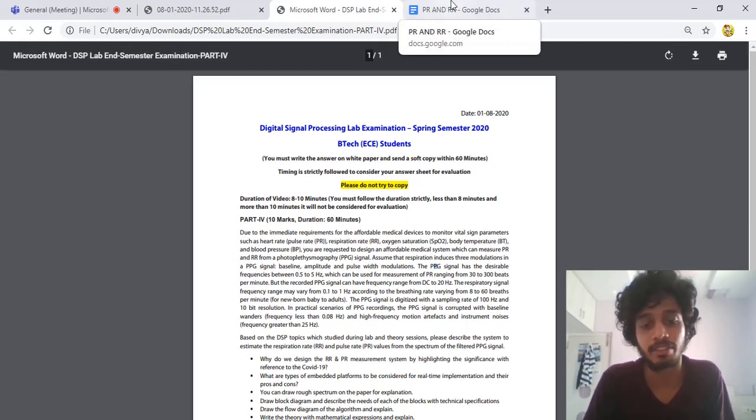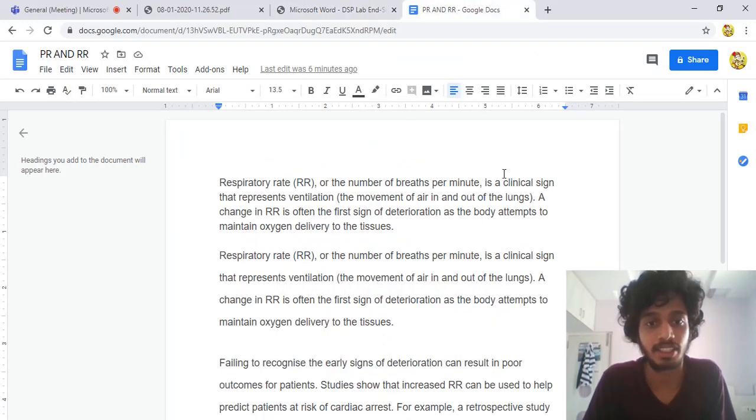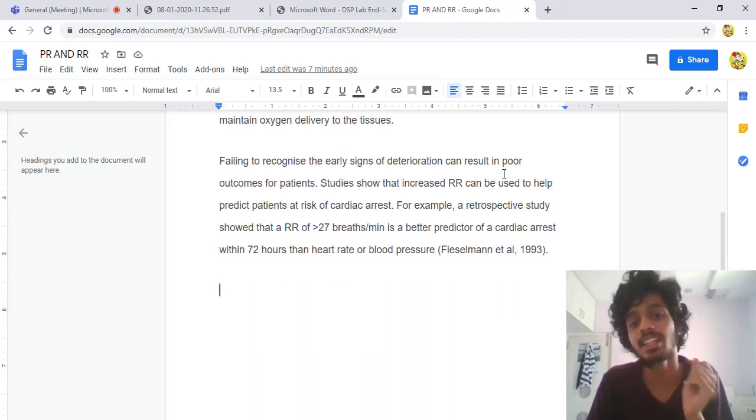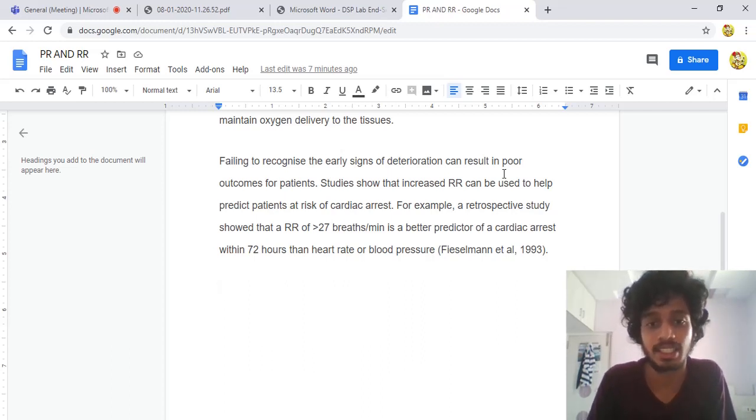So there are quite many importance of pulse rate and respiratory rate. Respiratory rate is basically a clinical sign that represents ventilation. A change in respiratory rate is often the first sign of deterioration as the body attempts to maintain oxygen levels to different tissues. Failing to recognize the early signs of deterioration can result in poor outcomes for the patients. Studies show that respiratory rate can be used to predict patients at the risk of even cardiac arrest, and this, and of course pulse rate, are quite useful even in the monitoring of health conditions of the COVID patients.